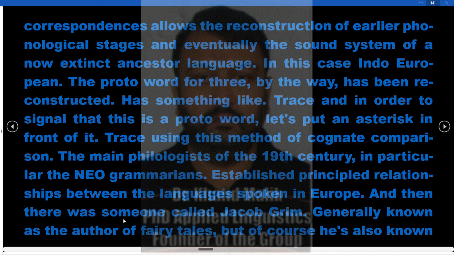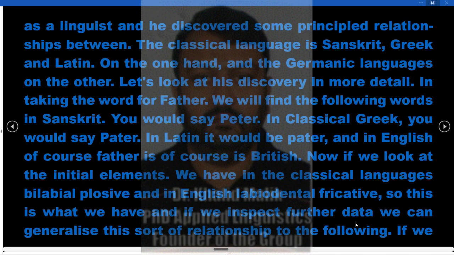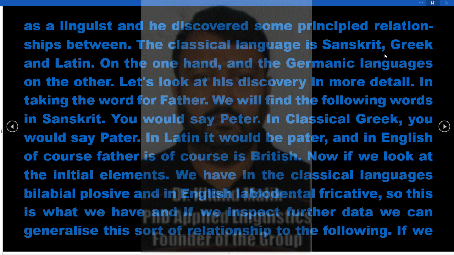And then there was someone called Jacob Grimm, generally known as the author of fairy tales, but of course also known as a linguist, and he discovered some principled relationships between the classical languages Sanskrit, Greek and Latin on the one hand, and the Germanic languages on the other. Let's look at his discovery in more detail.